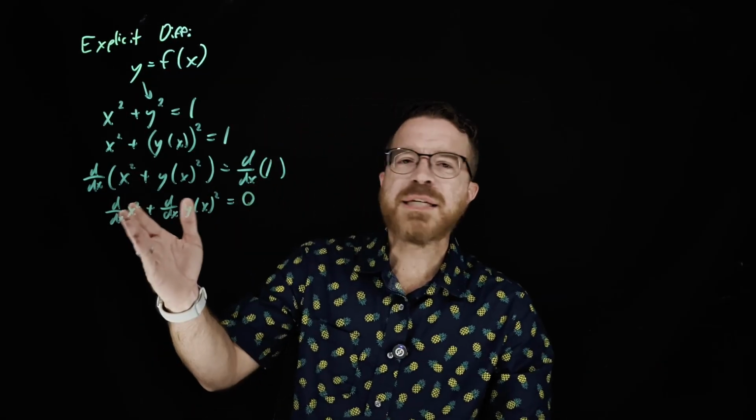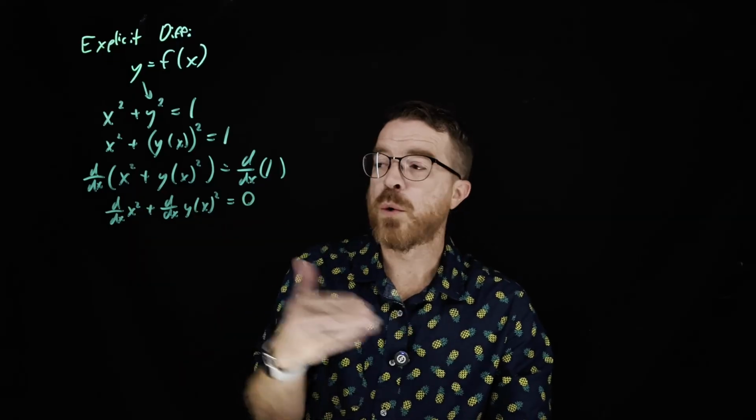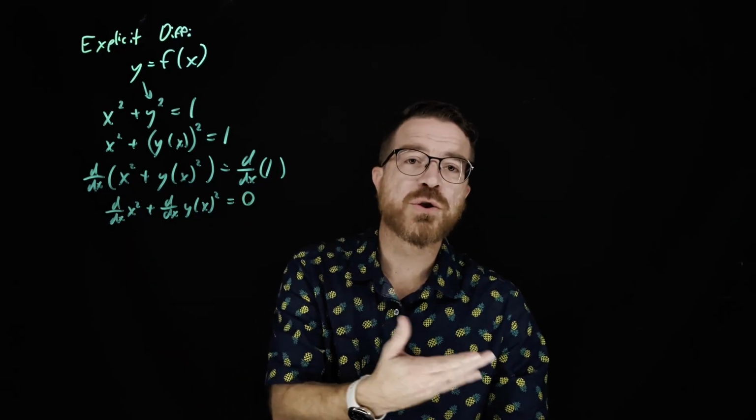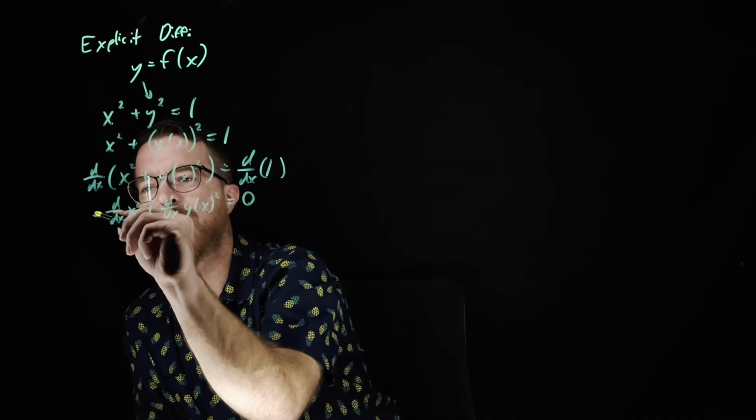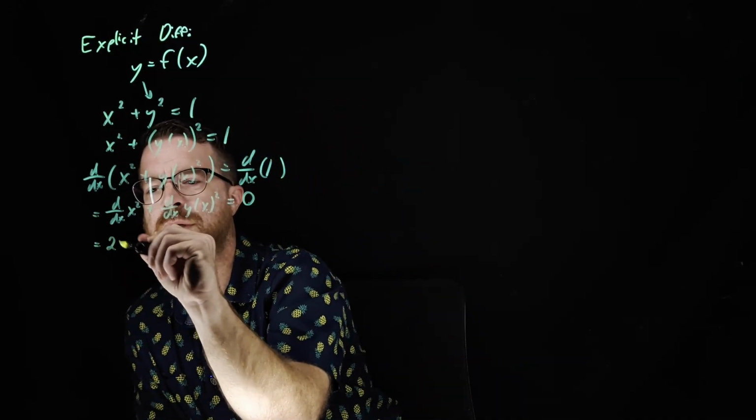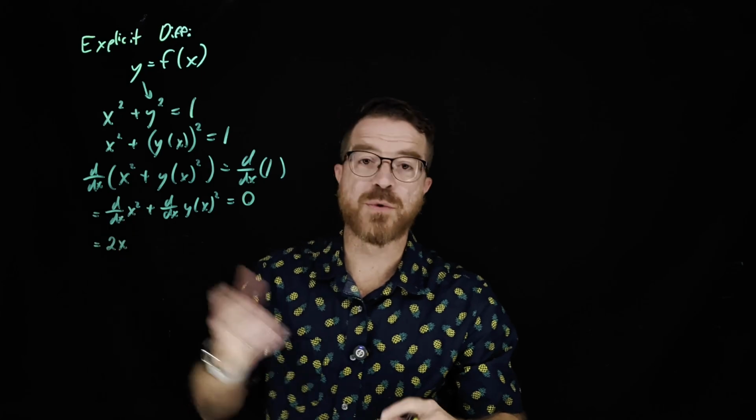Okay, so now when we take the derivative of x squared with respect to x, this is just the normal derivative we've been doing. Based on our power rule, this is going to be 2x to the first power, which is just 2x.